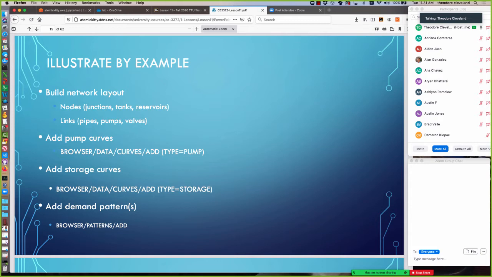We select the data tab, we select curves, and then we would add type equals pump. Then we'd add the storage terms, which is in the browser, data tab, curves, and then we add type equals storage. And then we add the demand patterns, and that's in the browser patterns add feature. We'll do that live shortly.